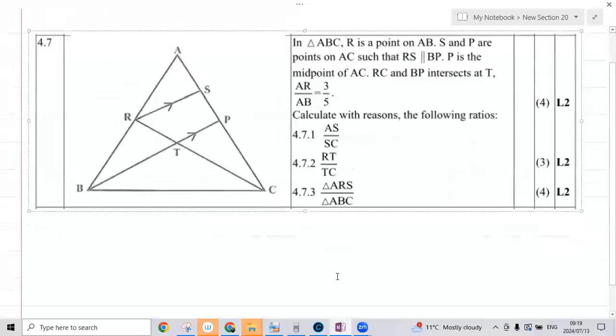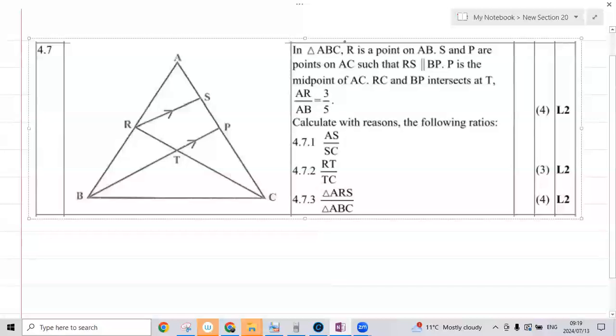In this particular question, 4.7, it says, in triangle ABC, R is a point on AB. S and P are points on AC such that RS is parallel to BP. P is the midpoint of AC, and RC and BP intersect at T. AR over AB is 3 over 5. So we're given AR over AB is 3 over 5. Let's read that one more time. In triangle ABC, R is a point on AB.